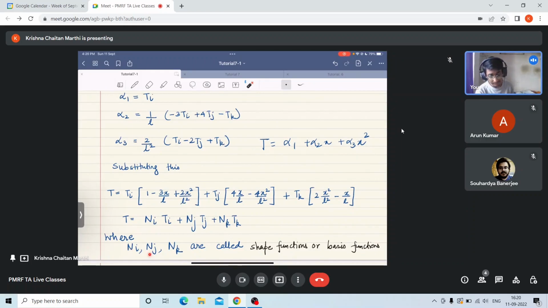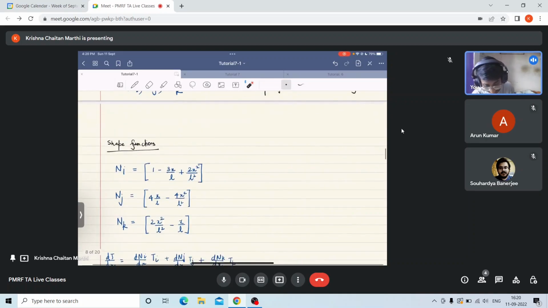Where Ni, Nj and Nk are called shape functions or basis functions. So basically my Ni, Nj, Nk are basis, and the expressions for Ni, Nj and Nk are written here. So I can write my shape function Ni as 1 minus 3x by L plus 2x square by L square, my Nj as 4x by L minus 4x square by L square, and my Nk as 2x square by L square minus x by L.